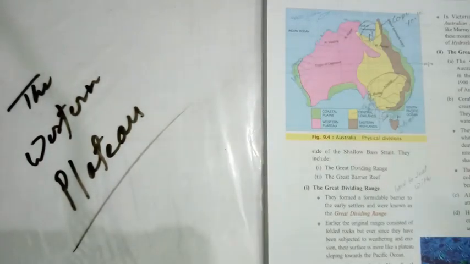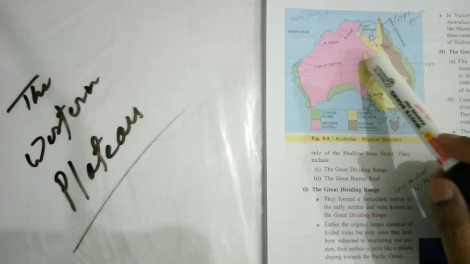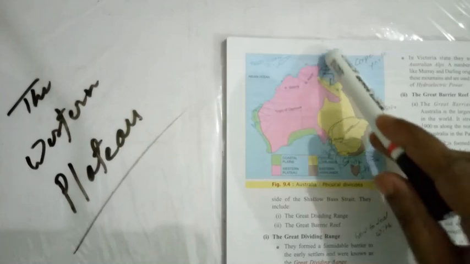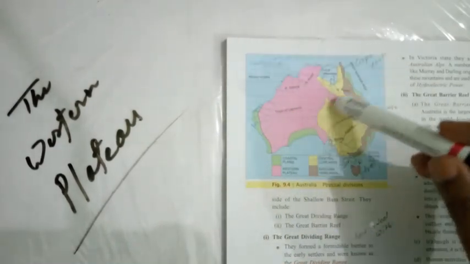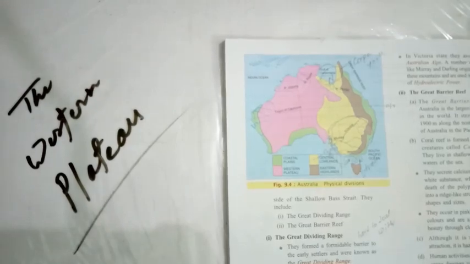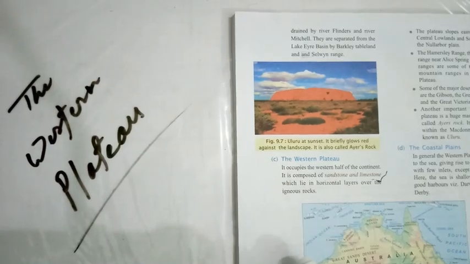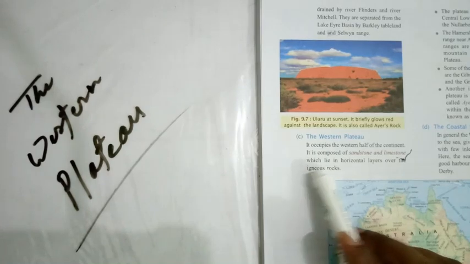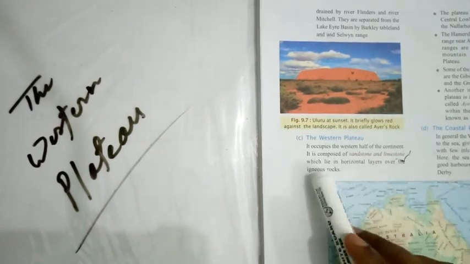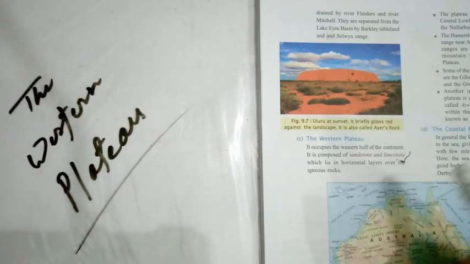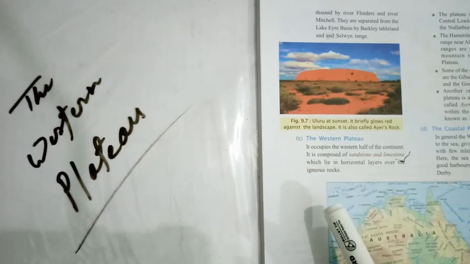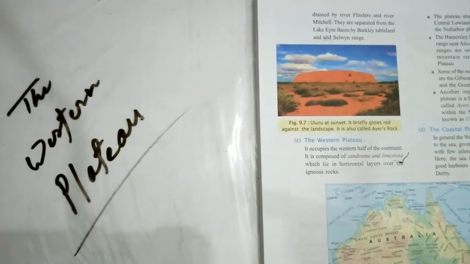If you see this physical map, you will see this part is the Western Plateau. You can see more than half of the area of Australia is covered with Western Plateaus. It is composed of sandstone and limestone, which lie in horizontal layers over this igneous rock. Over the igneous rock, these sandstone and limestone lie in layers because they are sedimentary rocks. Sedimentary rocks are mostly found in layers.